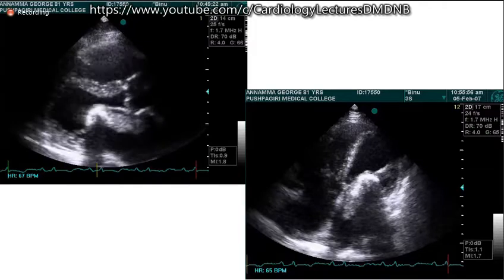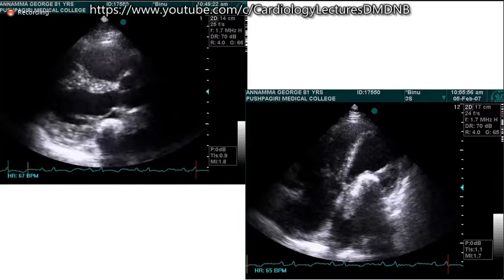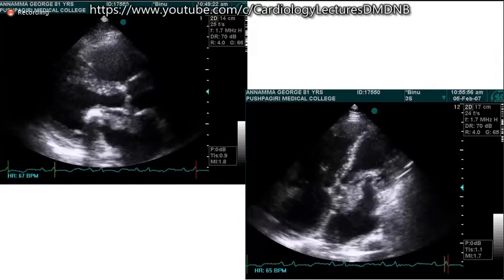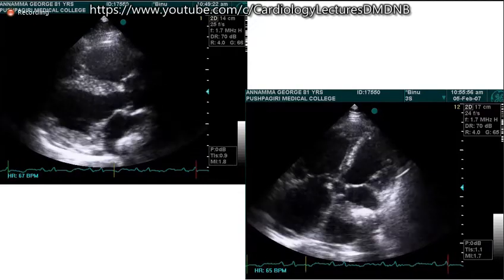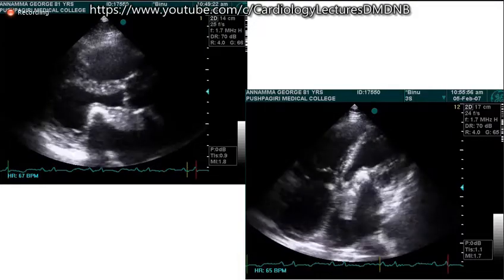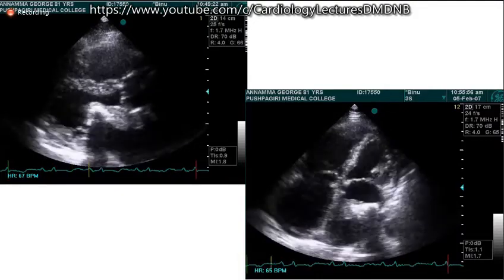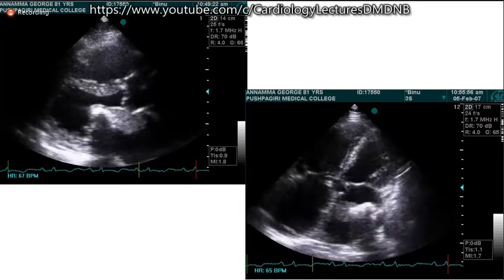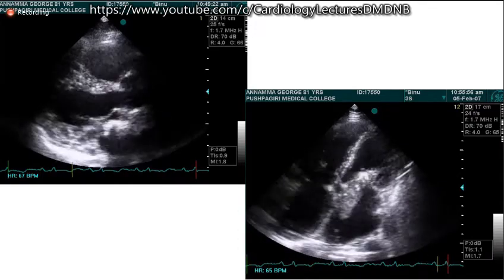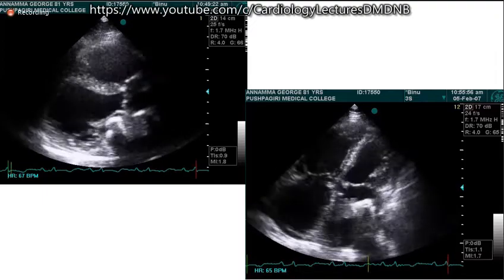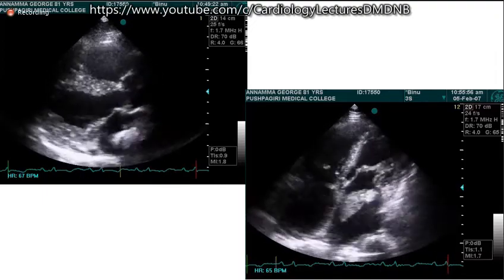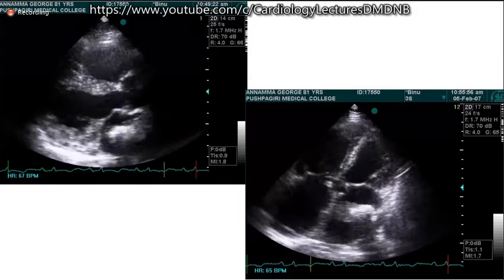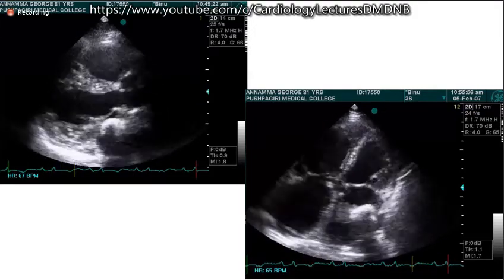Another example of a left atrial myxoma: you can see a calcified region. Some of the regions are less echodense. It is attached to the interatrial septum, and the classical site where it is attached is in and around the fossa ovalis on the left atrial side.